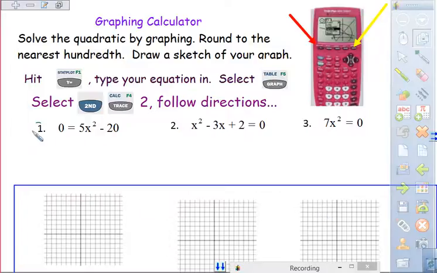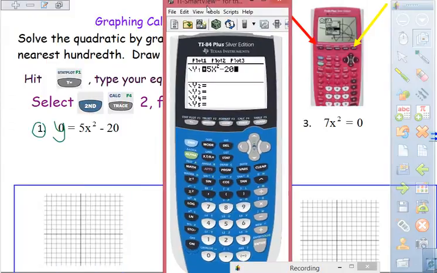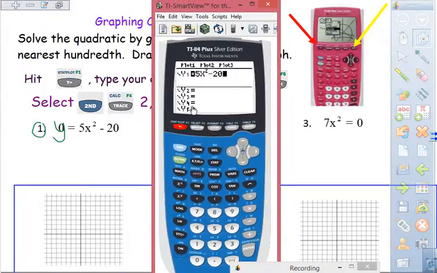So what we want to do for question number 1 is get this plugged into our graphing calculator. So we're going to pretend that this says y equals instead of 0 equals. So we pull up our graphing calculator. We go to our y equals menu, make sure our stat plots are turned off, and then we add it under our y sub 1 menu. Then we can hit graph.